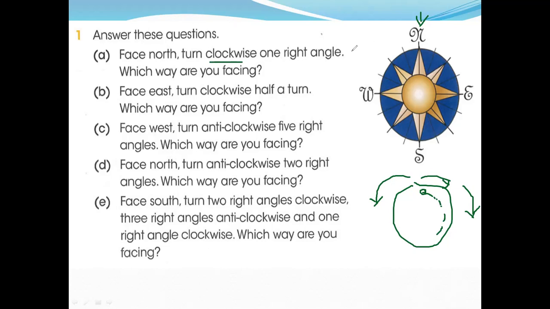Now your face is at north and you are turning clockwise one right angle. You know a right angle is equal to an L shape, so let us make it equal to 90 degrees. It means now your face is on the east. After this, which way are you facing? It's easy. So what do you need to write here? East. East stands for east, so let us write east here.